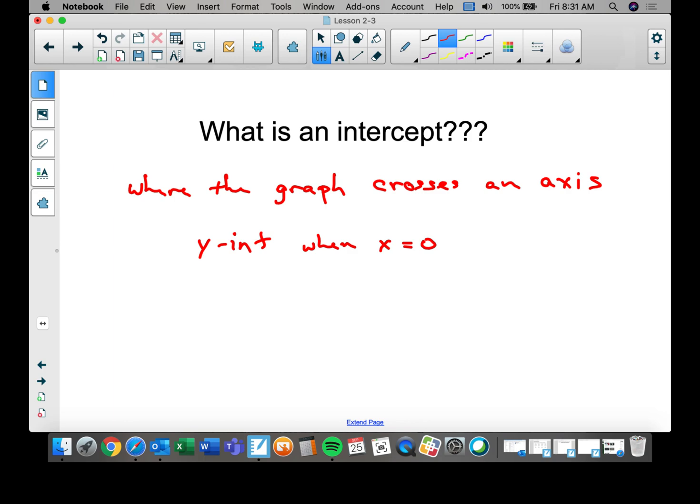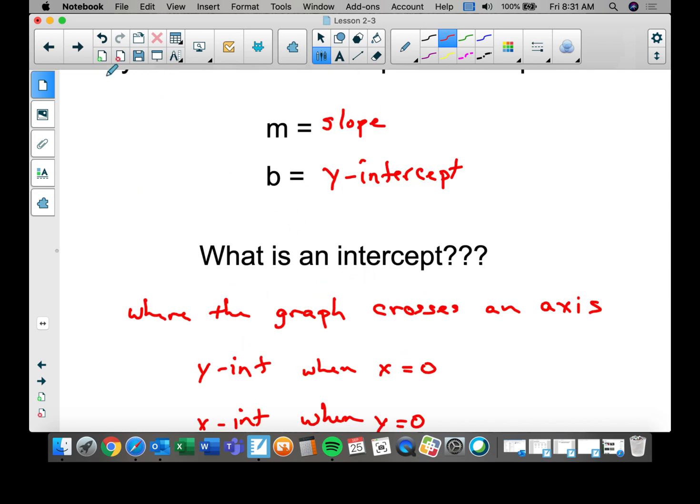And the same thing goes for the x-intercept. The x-intercept is when y equals 0. And it's for the same reason. If y equals 0, that means you're on the x-axis. If y equals some positive number, now you're coming up off of the x-axis. Or if it's negative, then you're going below the x-axis. So the main thing I want you to remember is an intercept, whichever intercept you're going to be finding, the opposite variable is always 0. Okay, so that's an intercept.